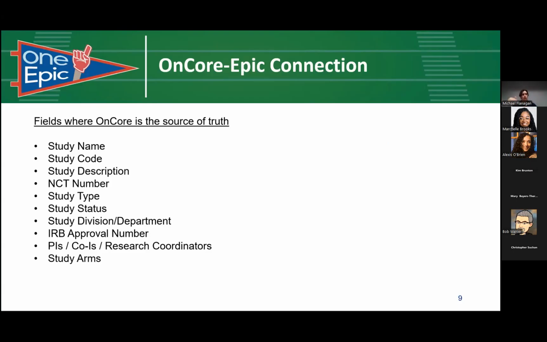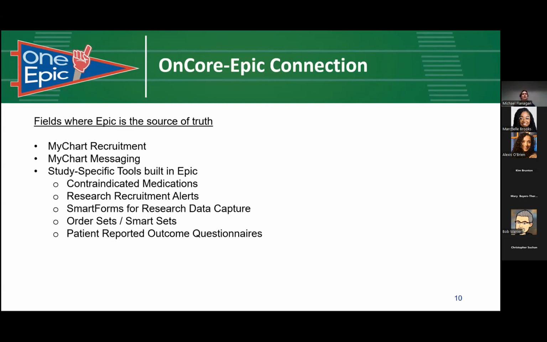And then in terms of fields where Epic is a source of truth, Epic is going to be the source of truth for MyChart, which is the patient portal that is associated with Epic. So if you want to recruit patients via MyChart, we have places to put in information like patient-facing name and description, where you can send out those recruitment messages to patients. We also have MyChart messaging, so patients who are enrolled in the study or who have expressed interest can send messages to the study teams, and this can be configured to be sent to just the coordinators or both the coordinators and the PIs. By default, we have it set up to be routed to the coordinators, so that can be configured within Epic.